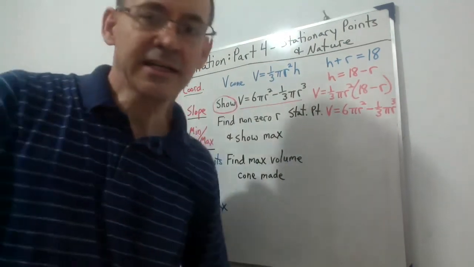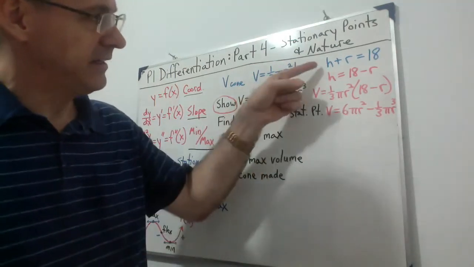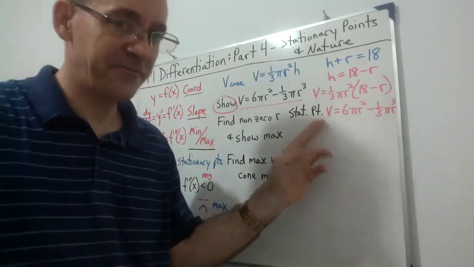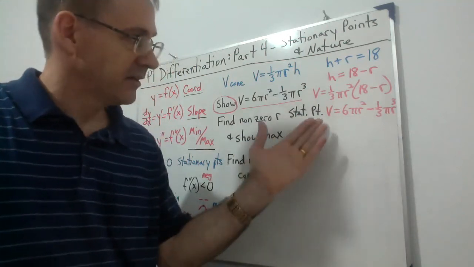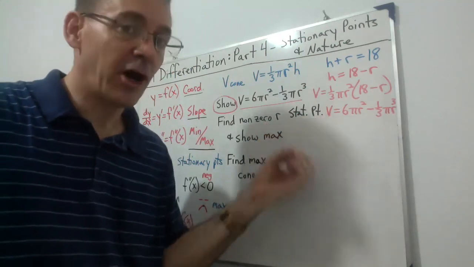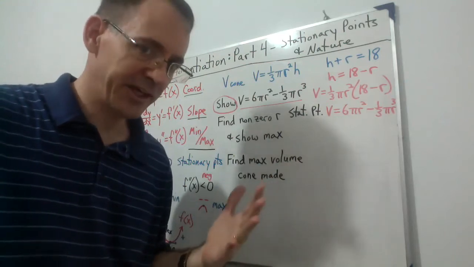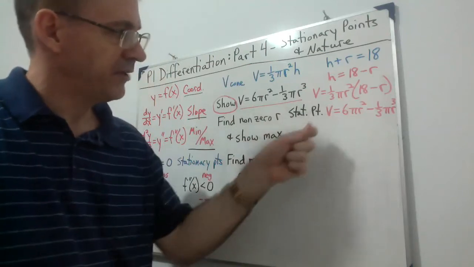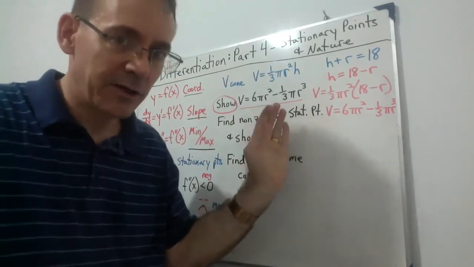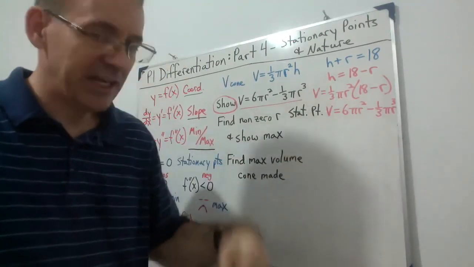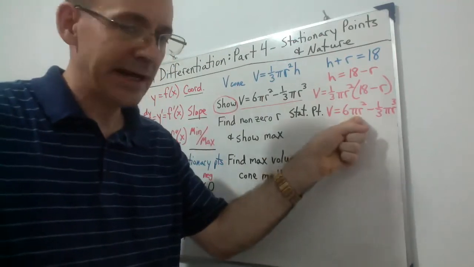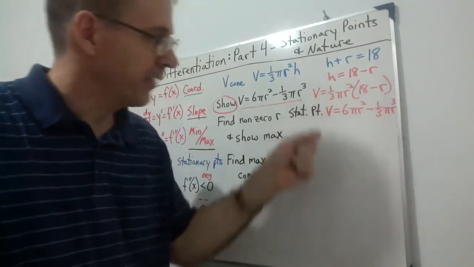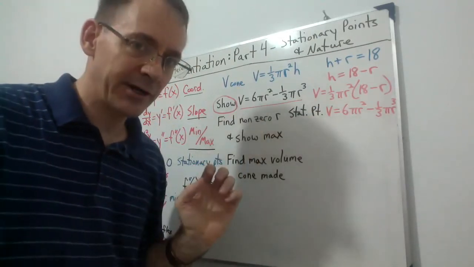So all we did was get h in terms of r. Now we're only dealing with v. This is like v of r, if you put it in function notation. V of r is like f of x. Okay, so volume is our function, and it's in terms of the radius. So the radius is acting like our x variable, and the v is like our y variable.